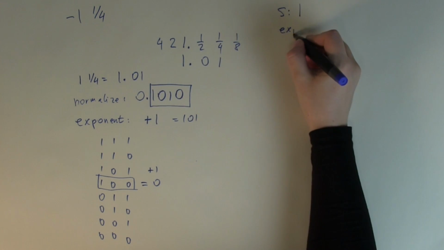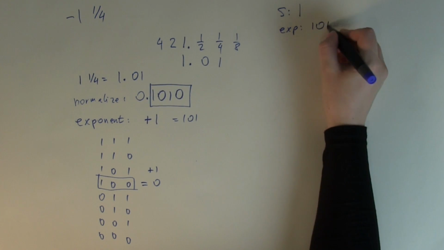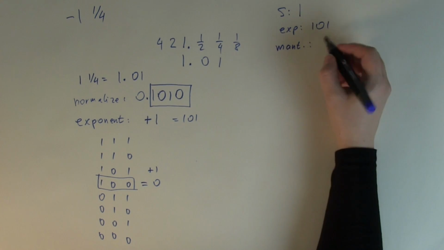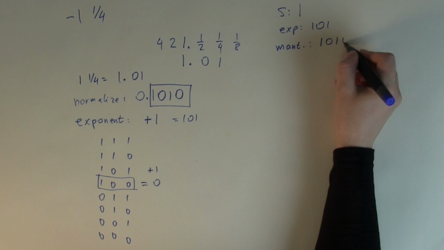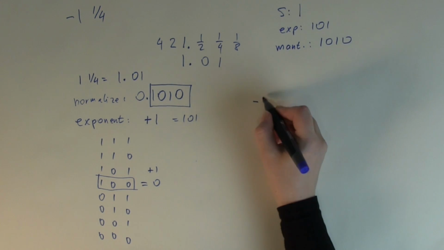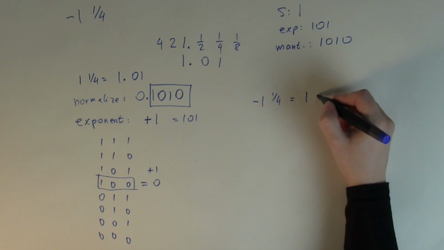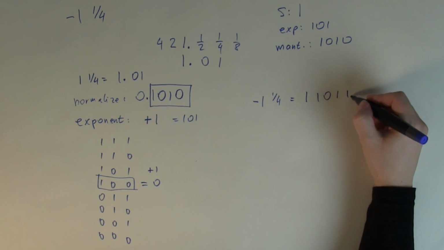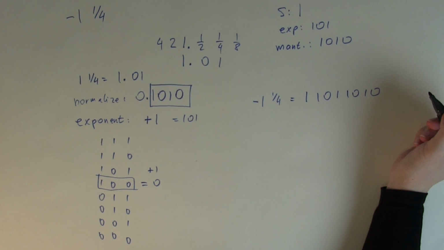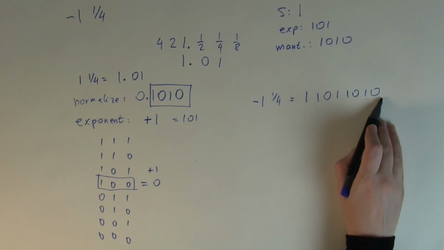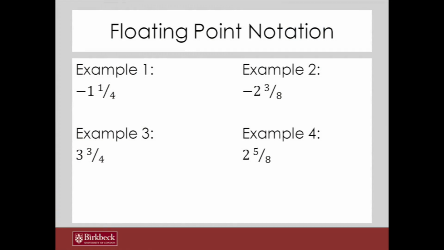So the exponent is 1, 0, 1, and the normalized mantissa is 1, 0, 1, 0. So negative 1 and a quarter is equal to 1, 1, 0, 1, 1, 0, 1, 0 in 8 bits floating point notation. Sign, exponent, normalized mantissa. Let's look at the second example.